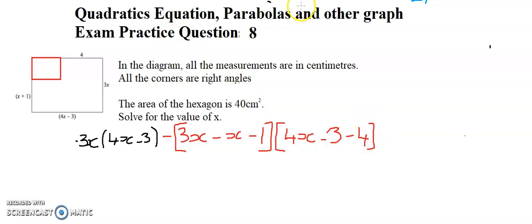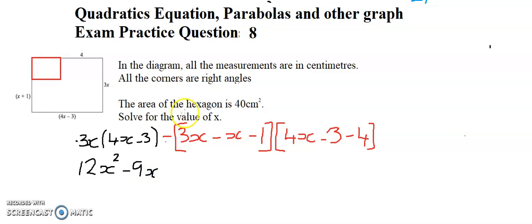And now we can slowly unfold this and expand. So we've got 3x times 4x. 3 times 4 is 12, so that gives me 12x squared. Then I've got 3x times negative 3, which gives me negative 9x.